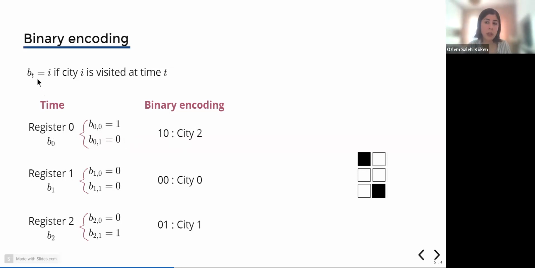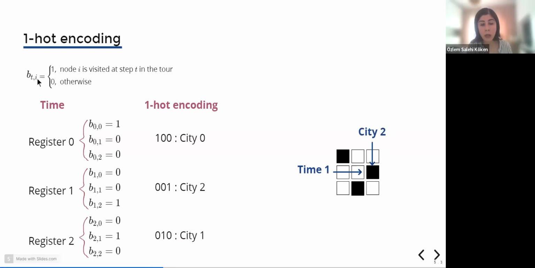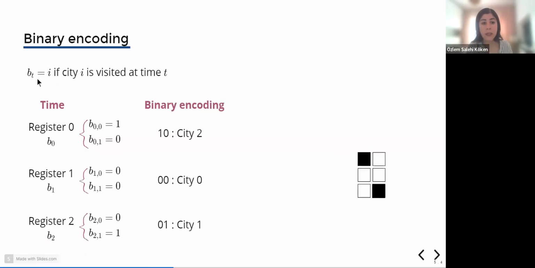And as you can see, this is more concise because in one-hot encoding, we need n squared qubits or bits to represent the problem. But here you need only n log n, for each time point, and log n comes from needing log n bits to represent n cities.